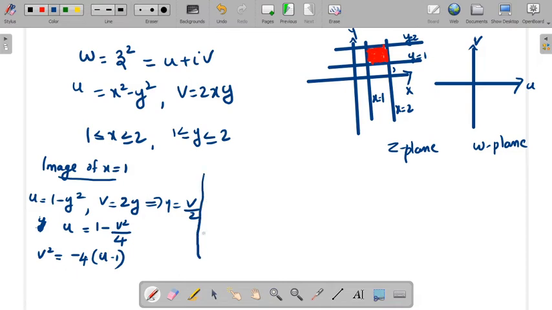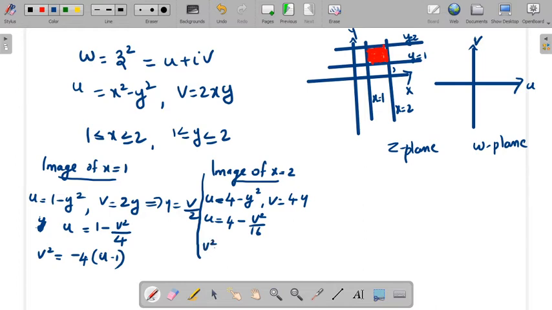Now the next bounding curve is x is equal to 2. So let us find the image of x is equal to 2. When x is equal to 2, we get u equal to 4 minus y square, v equal to 4y. This we have already done. So we get u equal to 4 minus y square, where y is v by 4 square, so v square by 16. So v square equal to minus 16 into u minus 4 is the image of x is equal to 2.